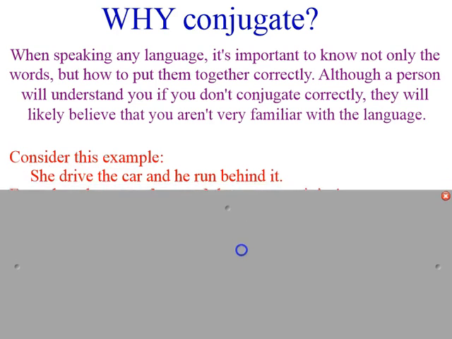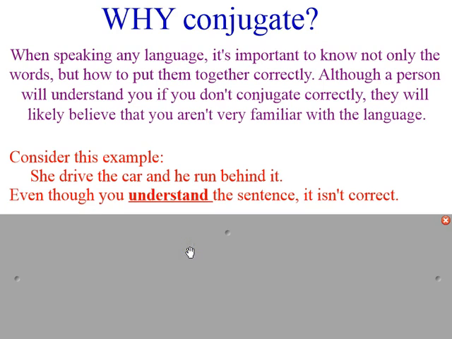Consider this example. She drive the car and he run behind it. Even though you understand the sentence, it isn't correct. Much of the time, we can tell that a person is a foreigner because of their use of the language. We want you to learn proper conjugation rules so that you speak German correctly.